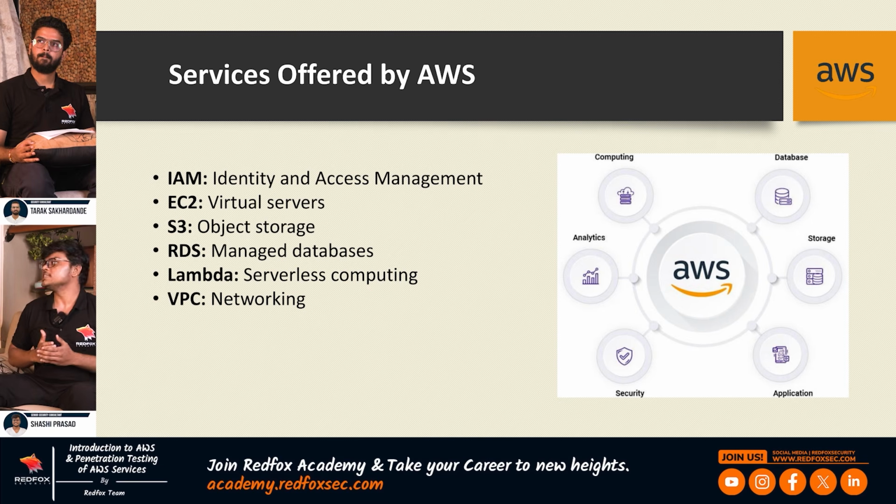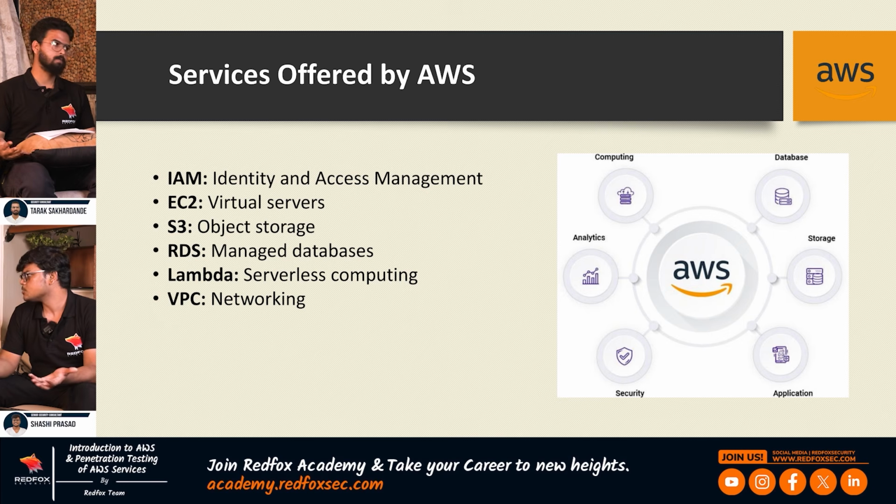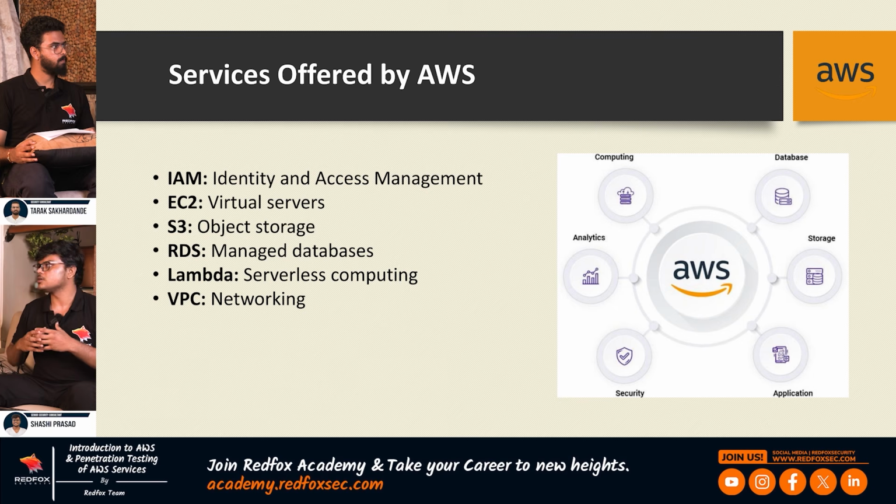Then we have EC2. EC2 is the cloud computing service provided by AWS, which are the virtual machines that you can just spin up on the AWS infrastructure. So EC2 is just like a virtual machine that is hosted on AWS infrastructure. Then we have the S3 service, which is the object storage service. So if you want to save files or your data or logs somewhere, then you can opt for the S3 service of AWS, and it is a cost-effective service as well.